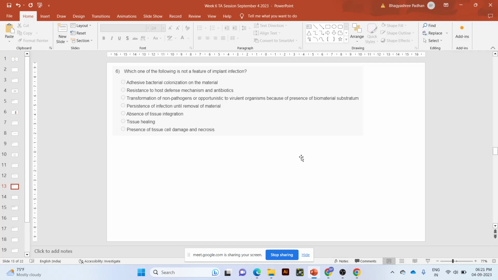Okay, so next question. Which one of the following is not a feature of implant infection? Adhesive bacterial colonization of the material, resistant to host defense mechanism and antibiotics, transformation of non-pathogens or opportunistic organisms to virulent organisms because of presence of biomaterial substratum, presence of infection until removal of material, absence of tissue integration, tissue healing, presence of tissue cell damage and necrosis. Which is not a feature of implant infection?